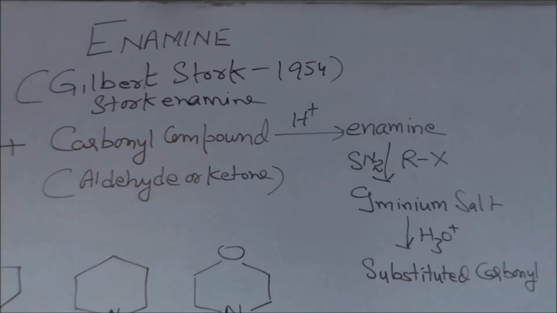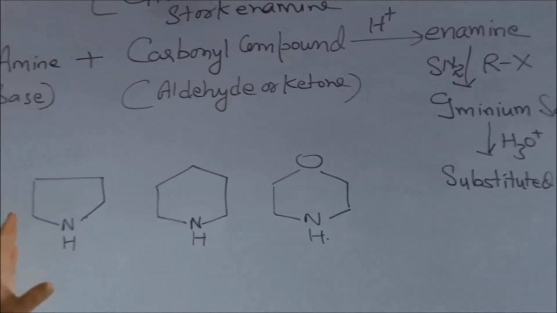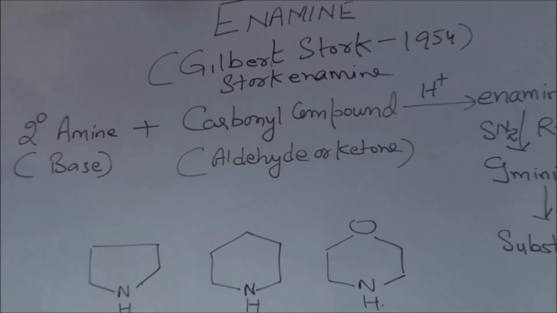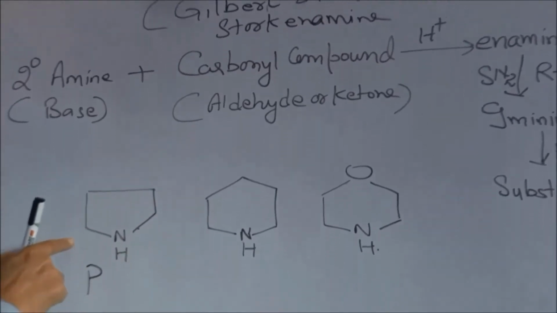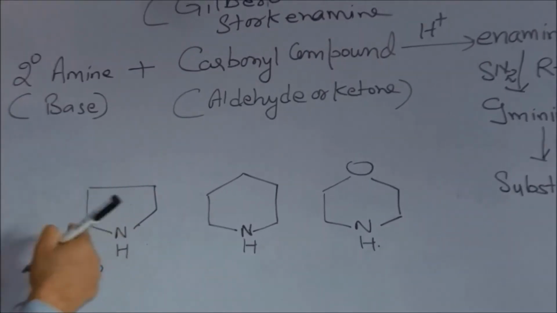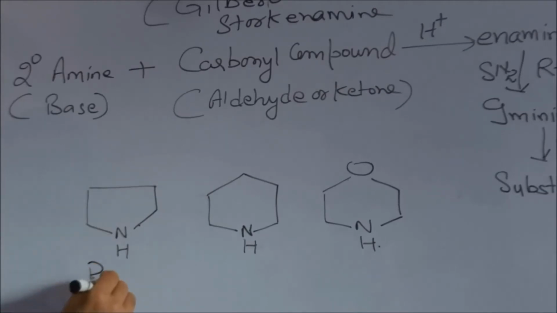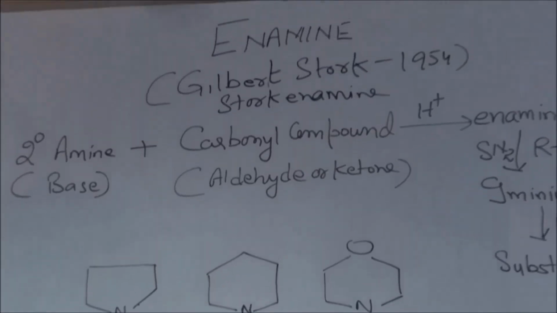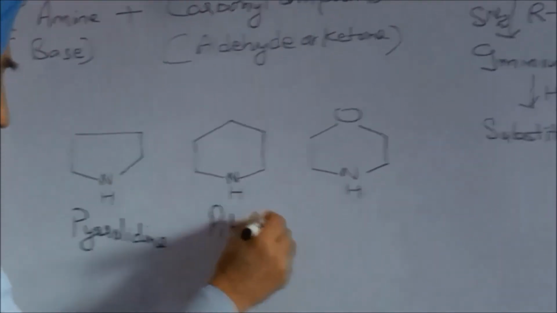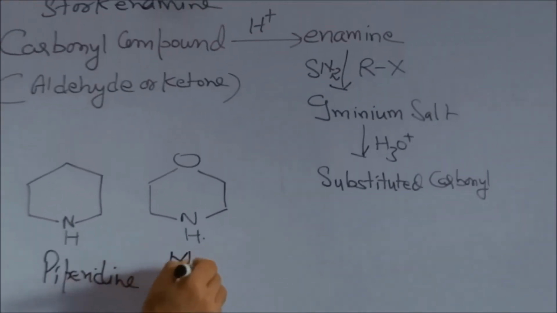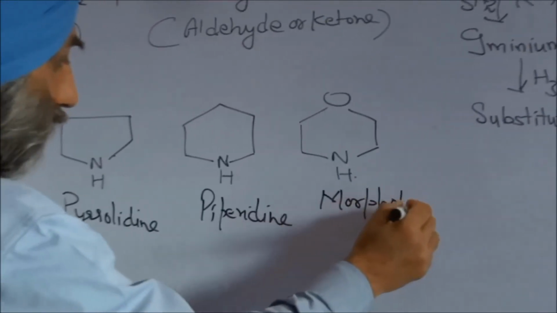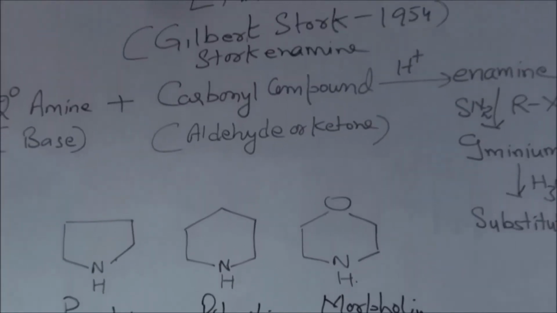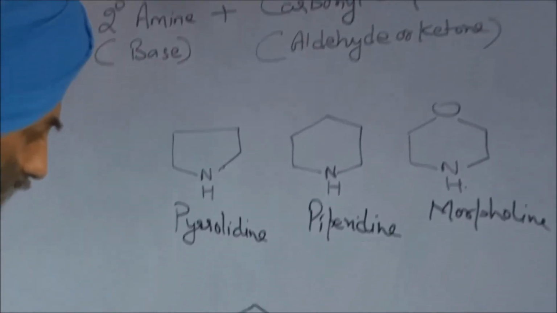Now what are the bases required? The bases generally used are, for example, this, which is the reduced form of pyrrole and hence is called pyrrolidine, and similarly this is called piperidine and this is called morpholine. So any of these can be used as a base. Overall we can write the reaction.